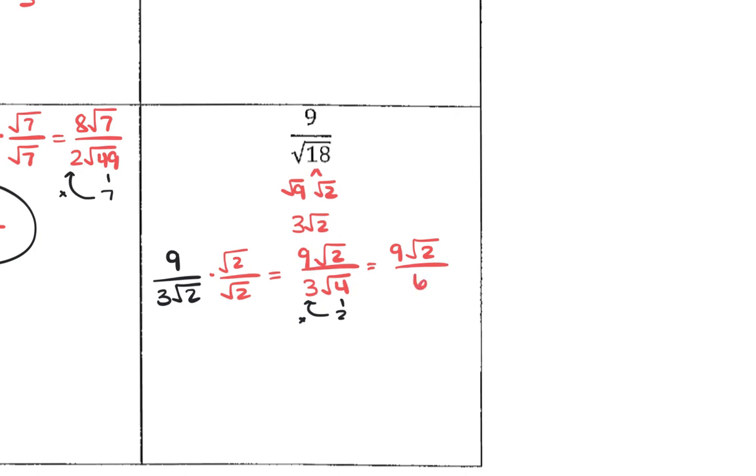But once again, you got to make sure those coefficients are simplified. Okay, both of these are divisible by 3. So 9 divided by 3 is 3. And then we get our radical 2. And then 6 divided by 3 is 2. So my final answer here is 3 radical 2 over 2.